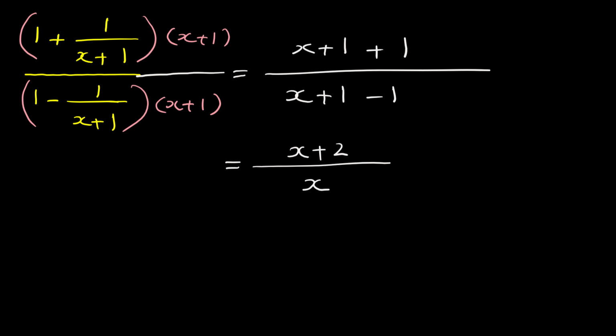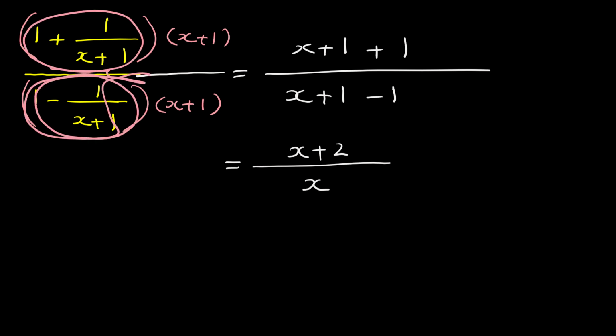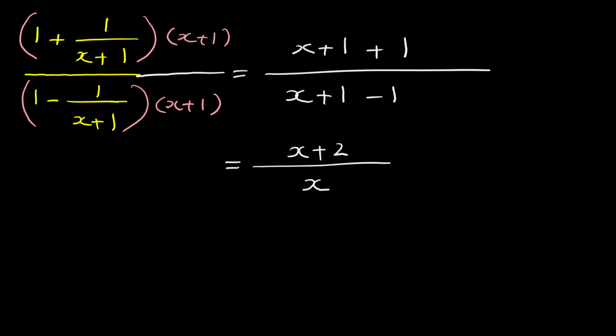And as you can see, the answer is x plus 2 over x. 1 plus 1 is 2, 1 minus 1 is 0. So in the numerator we have x plus 2, in the denominator we only have x. And definitely this method is the best method for this question. If you don't like this, you can add these two, subtract these two, then divide the numerator by the denominator. I'll leave that method for you to try by yourself.